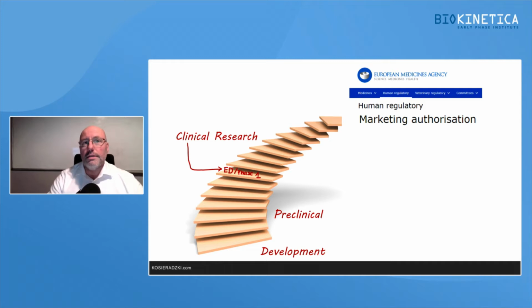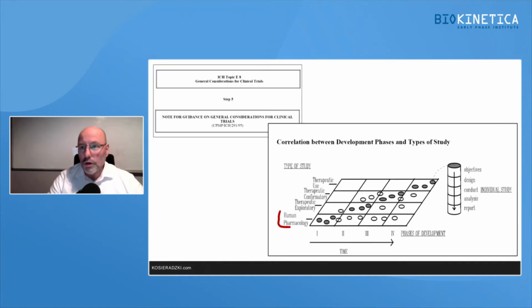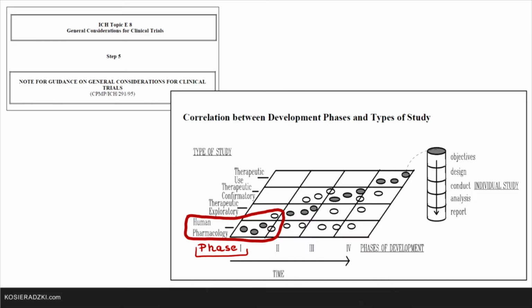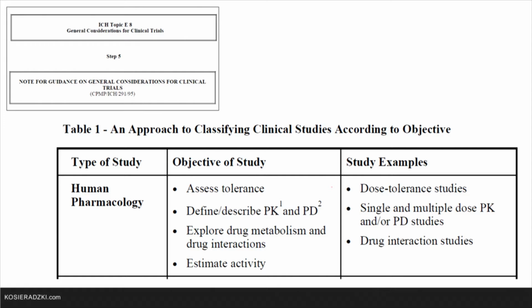What does it really mean, phase one? This is a kind of repetition from the general considerations in clinical trials, previous version, but it shows very well what phase one early development is about. This is human pharmacology, and it doesn't really matter which kind of study we are talking about. If we talk about early development, we should take into consideration, first of all, the elements that should be related to any trial.